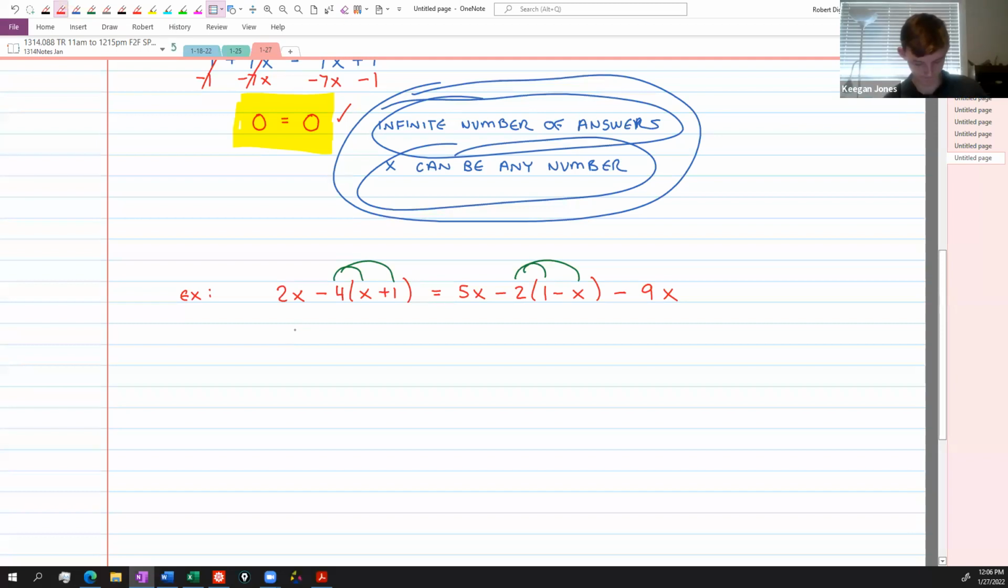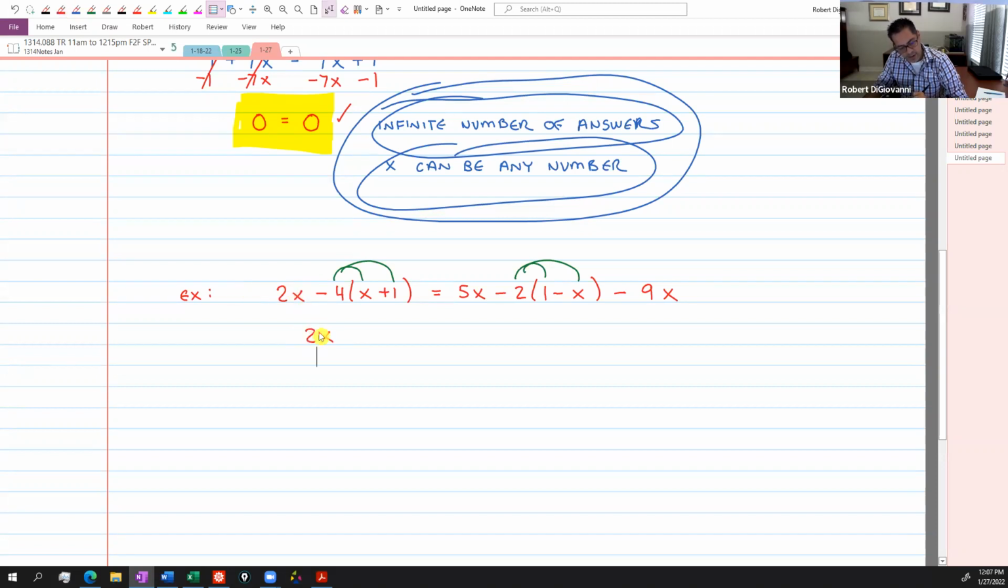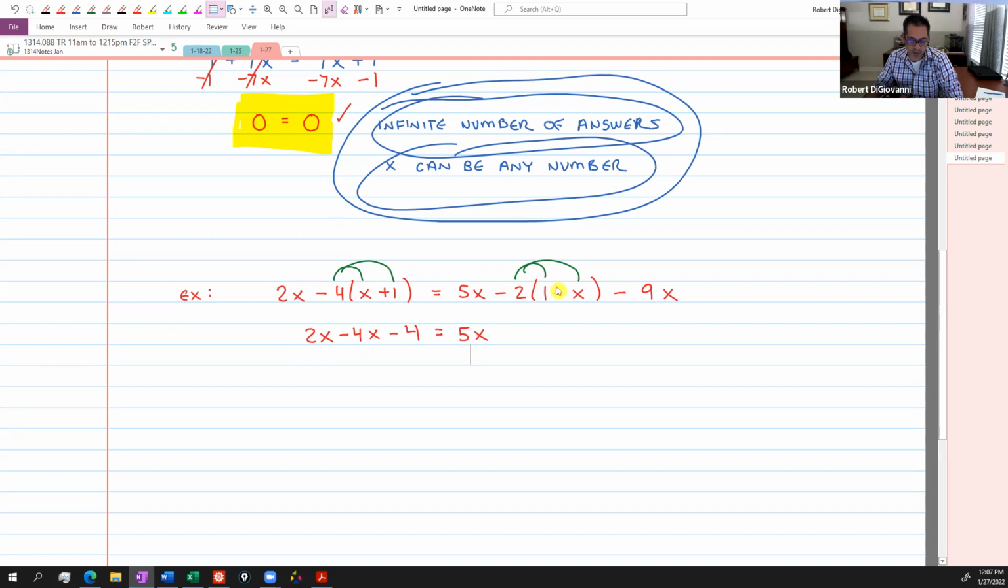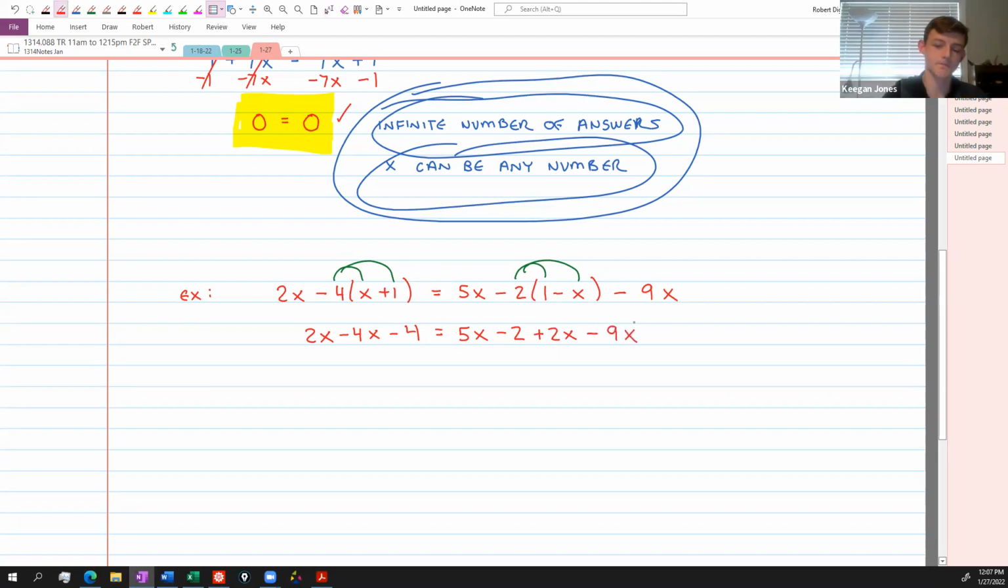I think I can do that. Okay, what would you get? Negative 4x. Okay, so I'm gonna put 2x first, right? This right here. Minus 4x. Minus 4. Okay, good. Equals, now the other side, 5x. Now distribute the -2 through. Minus 2, plus 2x. And then you still have over here, minus 9x. Okay, good. Everyone good?